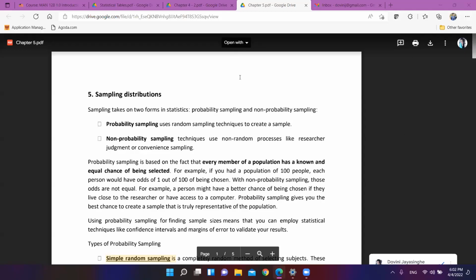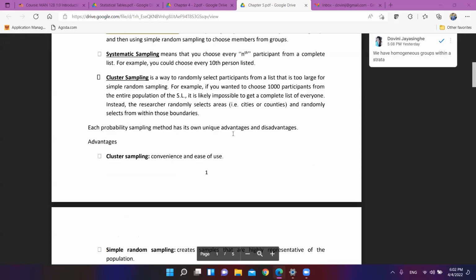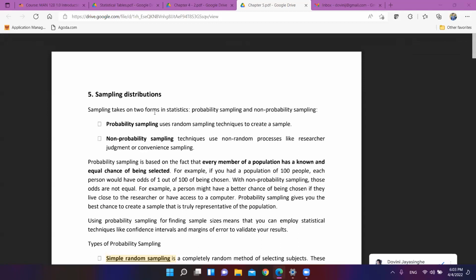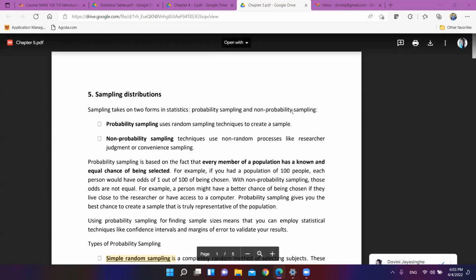This is the lecture we are going to discuss today, and this is going to be your last lecture: sampling distributions and some sampling techniques. You're going to learn the elements of sampling. Sampling takes on two forms in statistics, probability sampling and non-probability sampling.